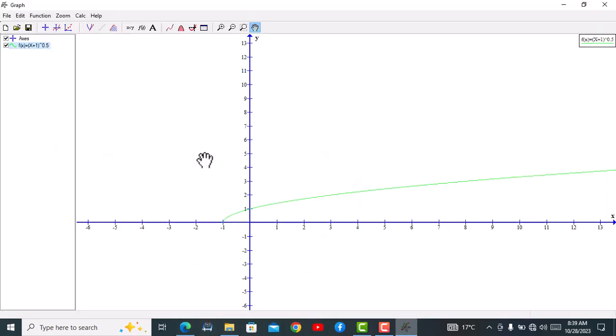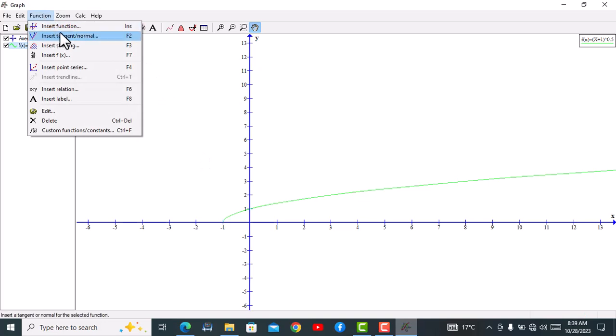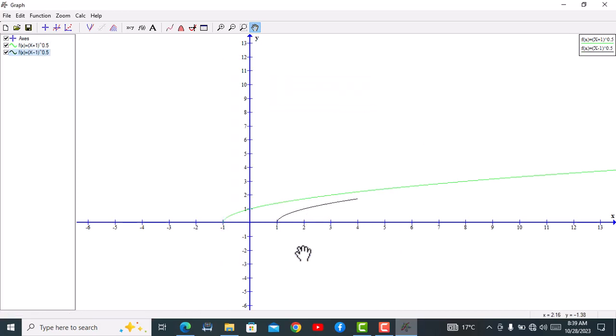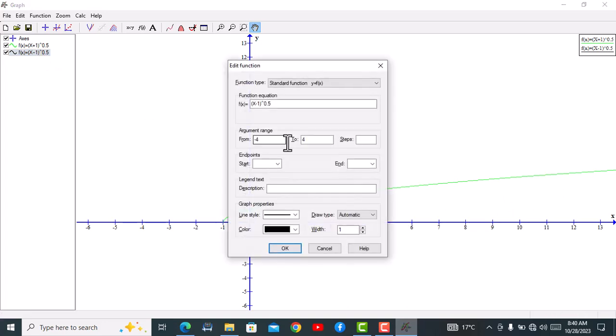The square root of x minus 1. So we will look at the square root of x minus 1. And I'm going to use a black color. And I'm going to draw that from minus 4 to positive 4. And there it is. So the domain would be, remember, 1 inclusive to positive infinity. We dealt with that. And let's check now the range.